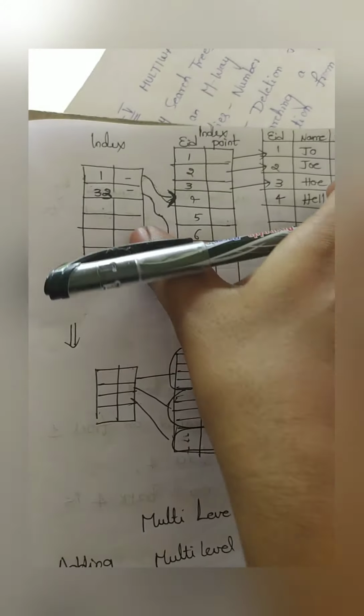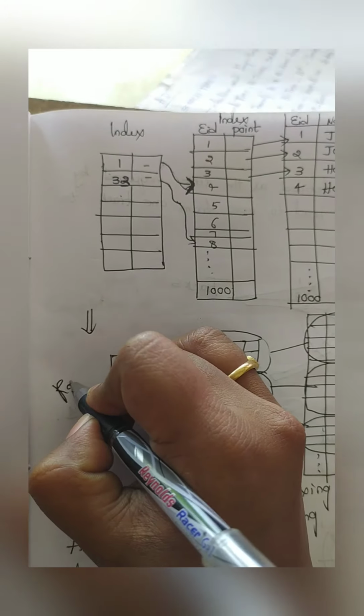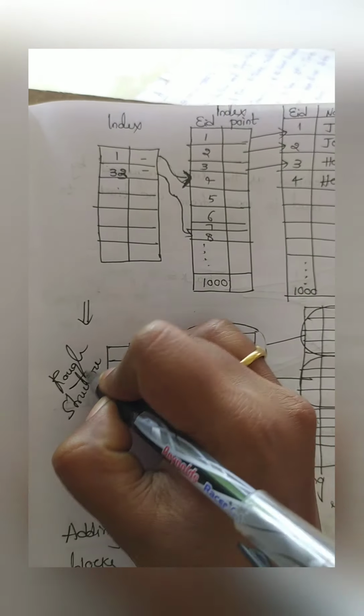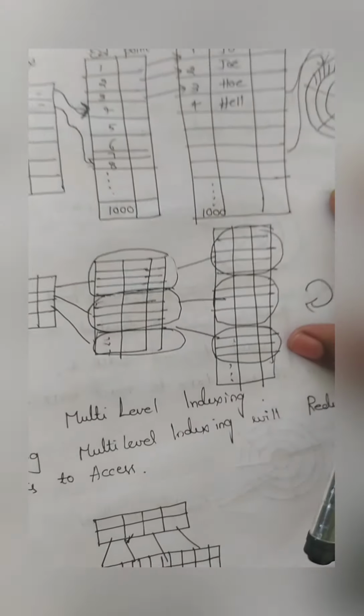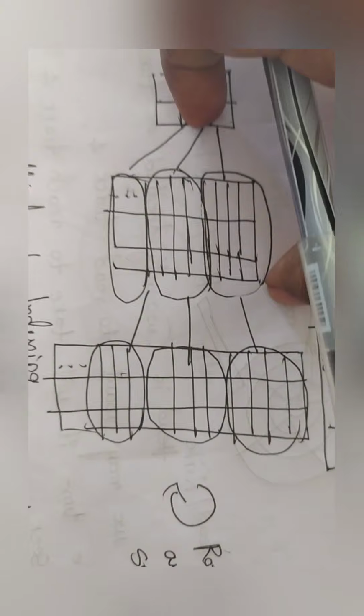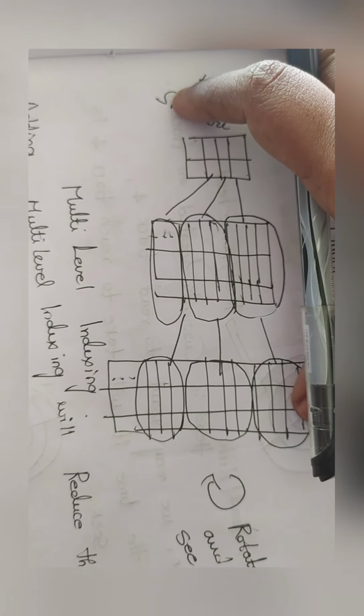This is the rough structure of multi-level indexing in the database. When we lay it out, let us see how it is represented. It is represented like a tree structure. This is the root, and these are the children, and one more child. These are the levels: level 0, level 1, level 2. This is like a tree structure.